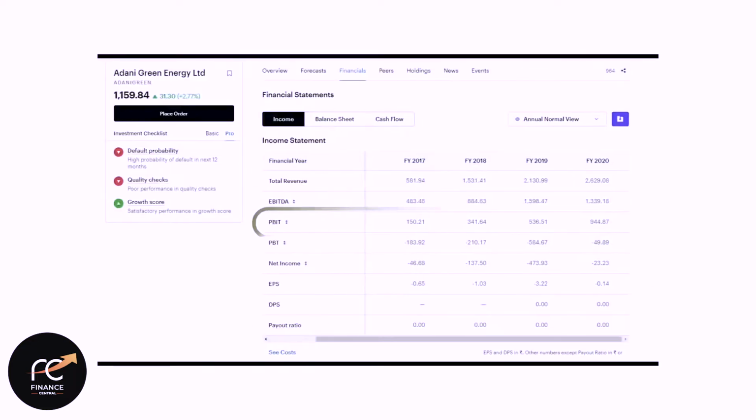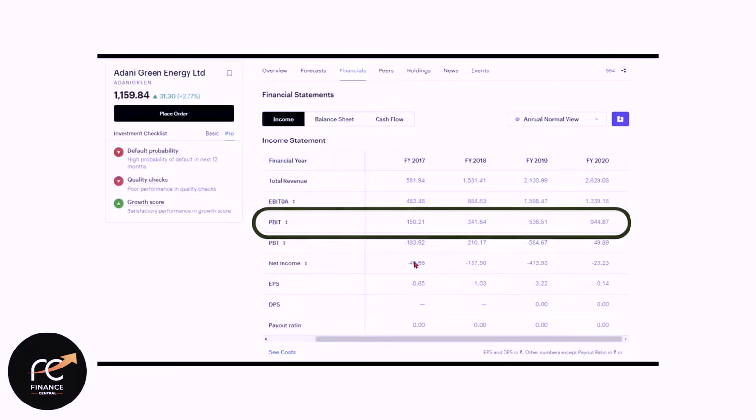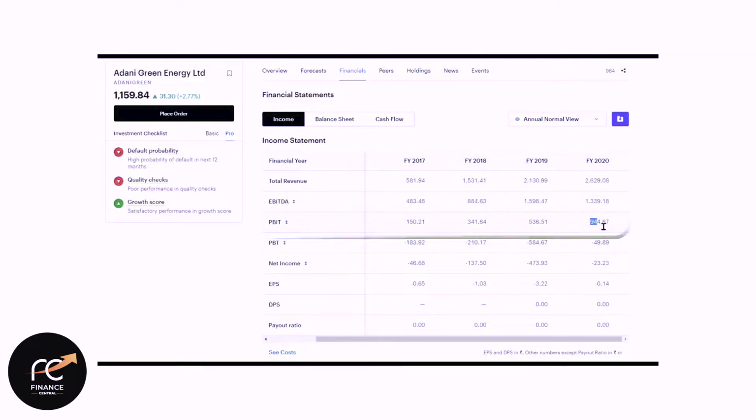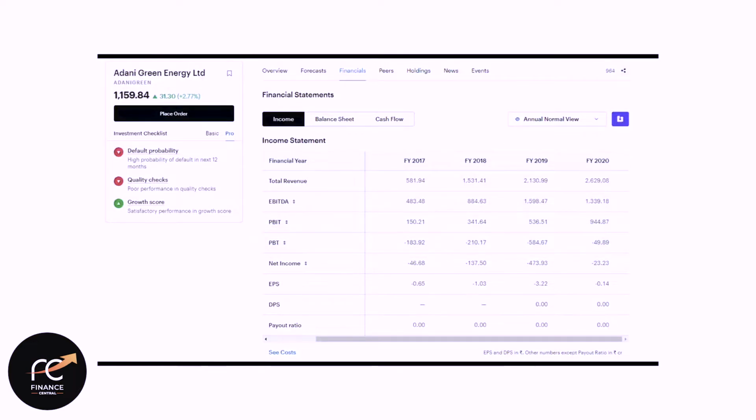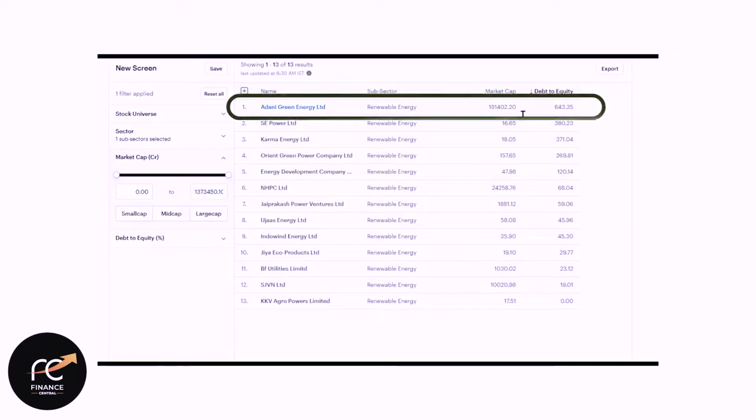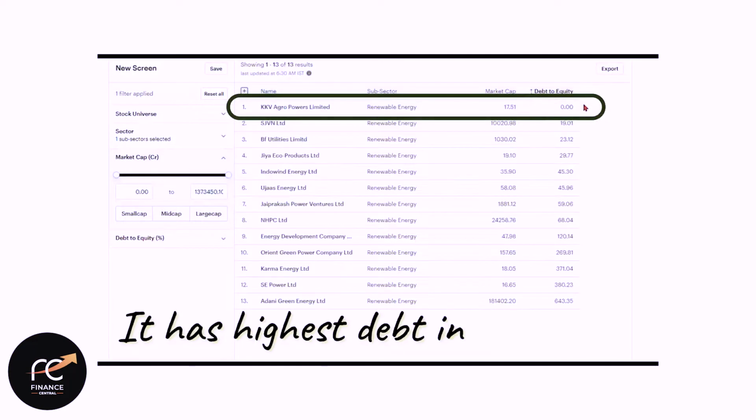So as you can see the PBIT was 949 crores and after paying interest and loans, it became minus 49 crores. What we understand from this is that the company has a lot of debt to clear. As you can see, the debt to equity ratio is 6:1. Companies with such high debts are extremely risky.